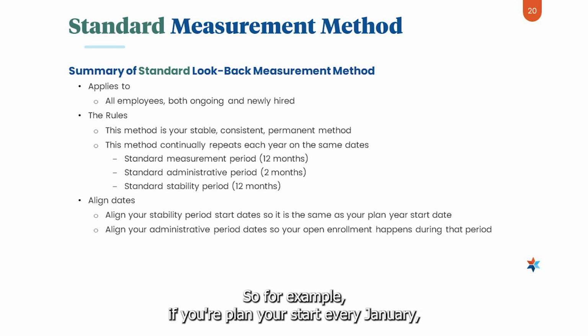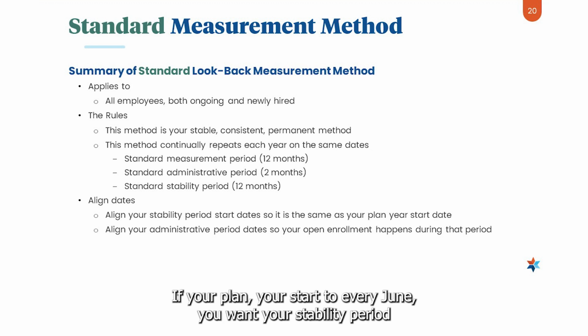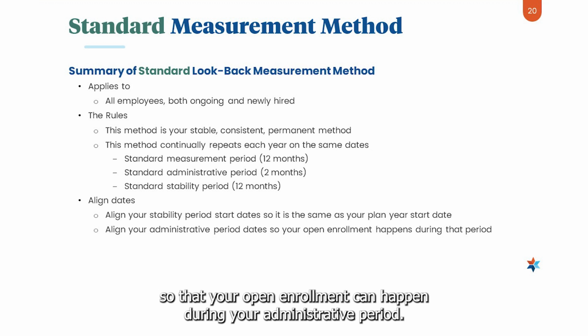So for example, if your plan year starts every January, you want your stability period to start every January. If your plan year starts every June, you want your stability period to start every June. You also want to align your administrative period date so that your open enrollment can happen during your administrative period.